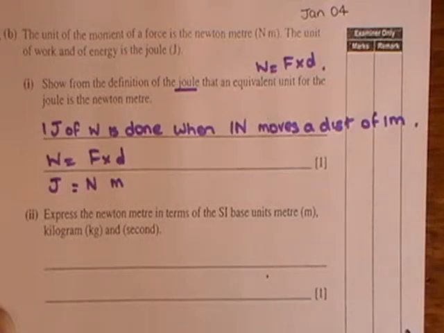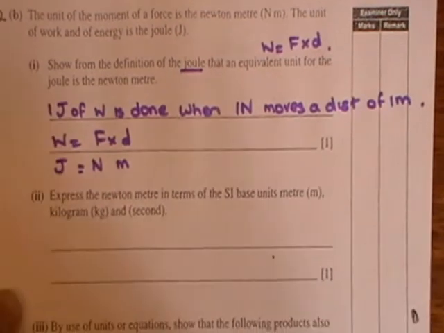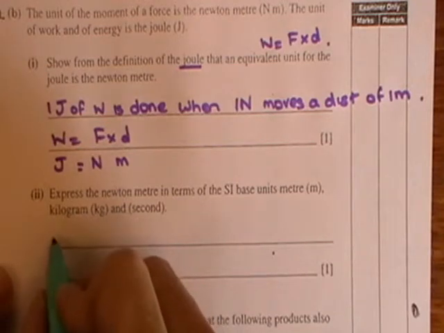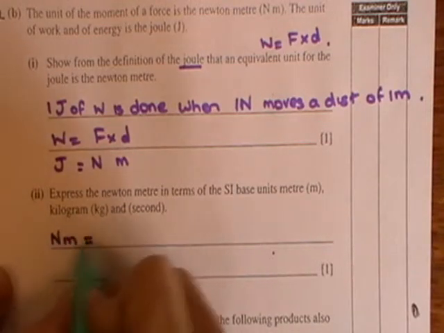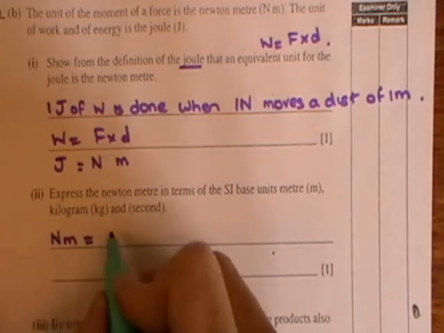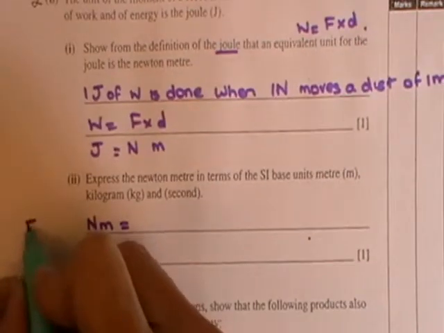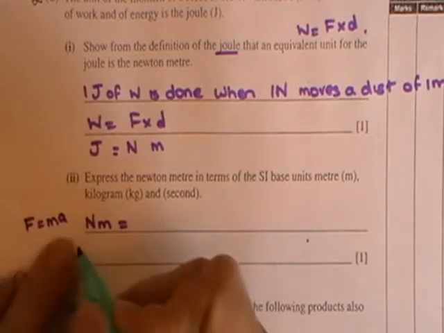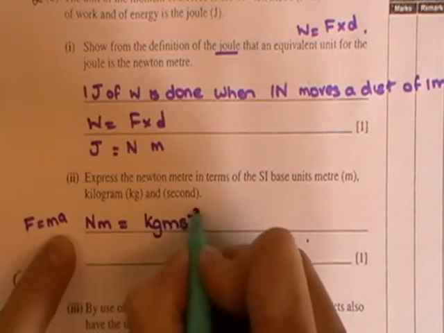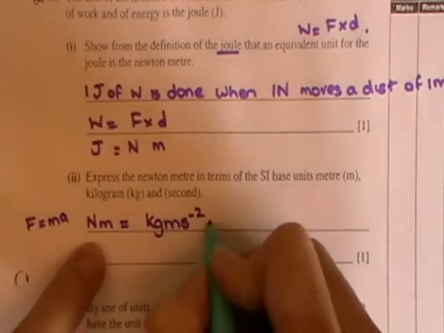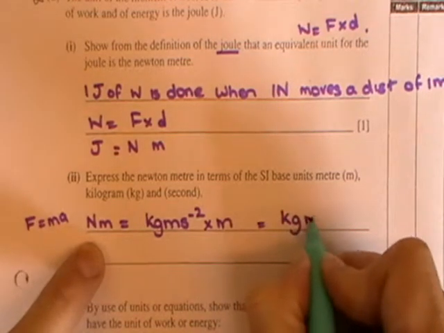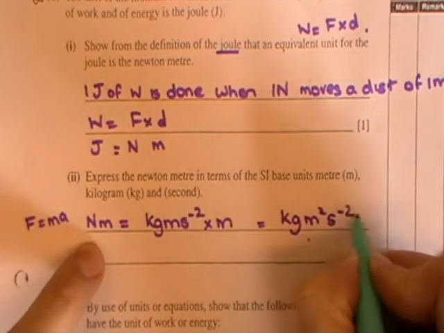Express a Newton metre in terms of SI base units in metres, kilograms, and seconds. So we know that it's a Newton metre. Newton is the unit of force, and force is mass by acceleration. If I write that just over at the side, F equals ma. And therefore the units of ma are kilograms, metres, seconds to the minus 2 for acceleration, and you're multiplying that by m. And that gives you kg m squared s to the minus 2.